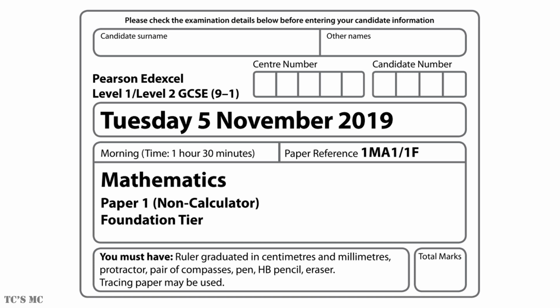Hello, in this video I am going to explain how to answer the questions in the Edexcel GCSE Maths Paper 1 from November 2019, the Foundation tier. The purpose of this video is for your learning and understanding, not just the answers. There are of course other videos out there.